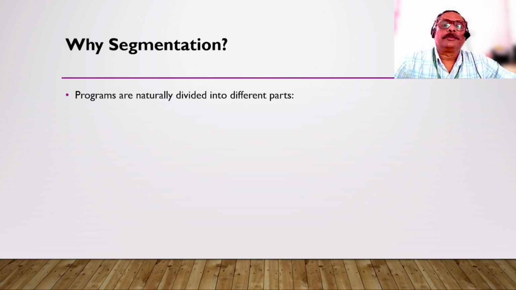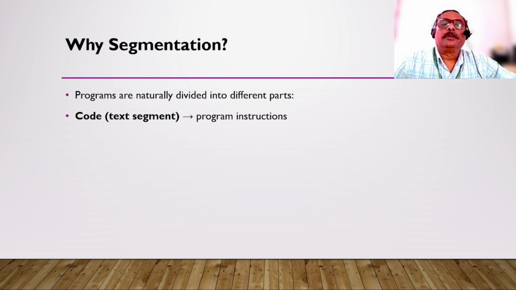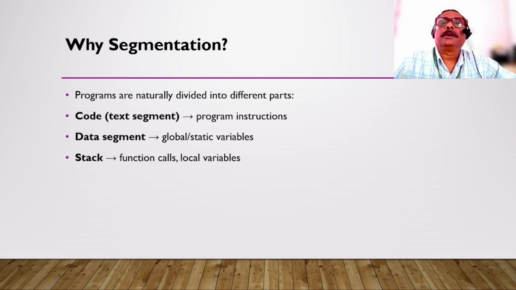Usually programs are naturally divided into different parts. The code is a text segment where the program instructions are written. Then we have a segment reserved for data, where the global data or static variables are stored. And we have a stack that is used to store the local variables and temporary data whenever we make function calls.